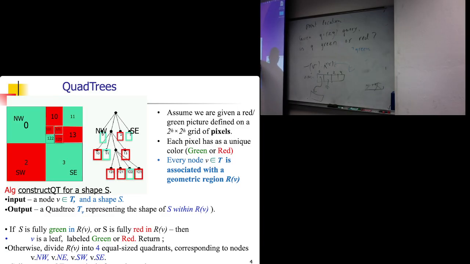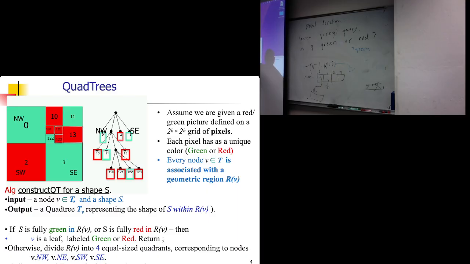If my query point is not in the region that the root covers, the root itself usually doesn't need to know; somebody else needs to know what this region is. But if it's outside the region of the root, somewhere outside the image, then we don't answer. Otherwise, what do we check next for the root? Which quadrant is it in?